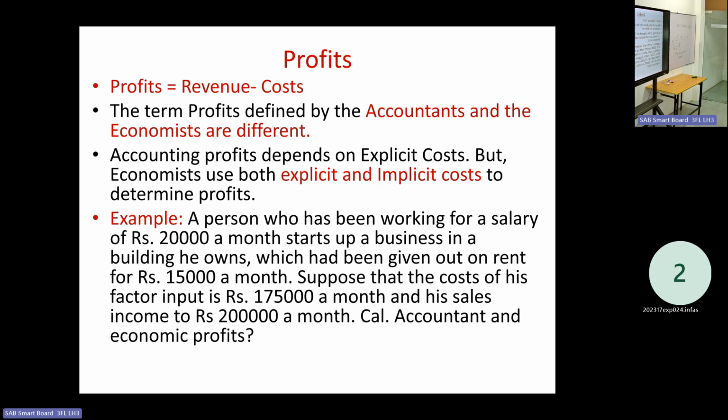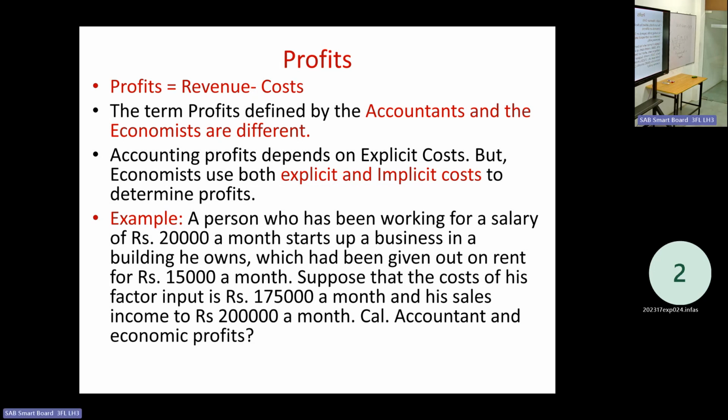When we take into account implicit cost, that means economic profit means revenue minus explicit plus implicit cost. So that means the real cost. Revenue minus real cost.